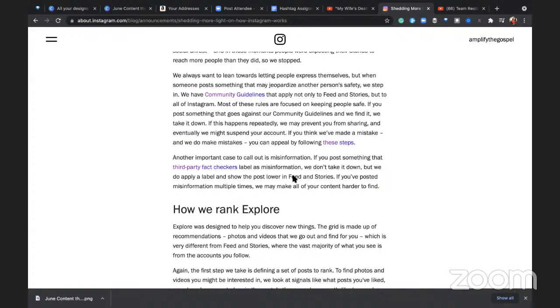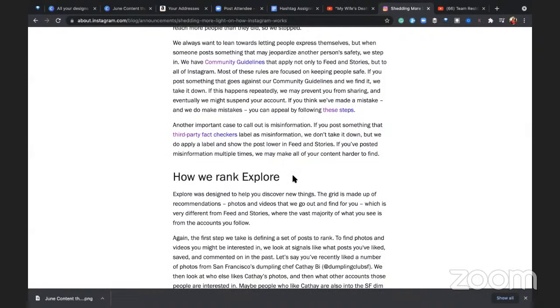We always want to lean towards letting people express themselves. But when someone posts something that may jeopardize another person's safety, we step in. We have community guidelines that apply not only to feed and stories, but to all of Instagram. Most of these rules are focused on keeping people safe. If you post something that goes against our community guidelines and we find it, we take it down. If this happens repeatedly, we may prevent you from sharing, and eventually we might suspend your account. If you think you've made a mistake, and we do make mistakes, you can appeal by following these steps.